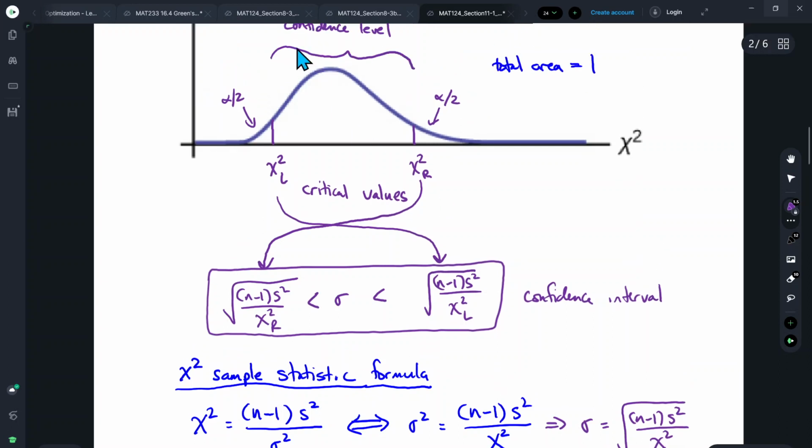Okay, so that's the basic idea. In the next video, I'll go over this procedure in calculating the critical values and also using them to calculate the confidence interval.